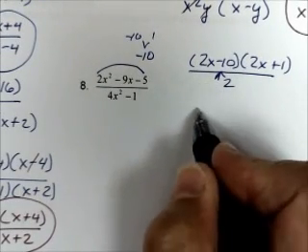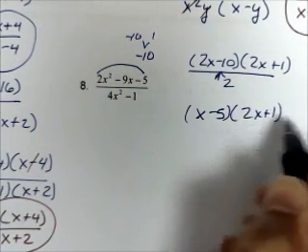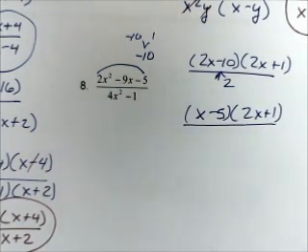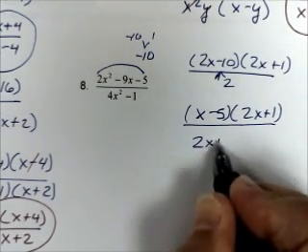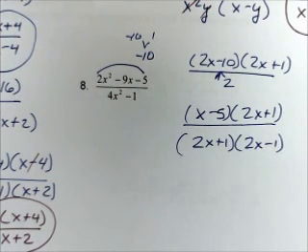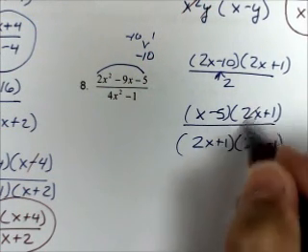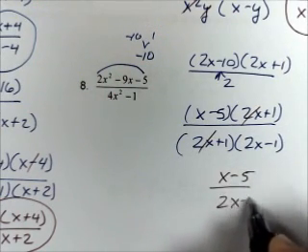Okay, so that's x minus 5 times 2x plus 1. That's the factors of my numerator. And the denominator is the difference of two perfect squares, 2x plus 1 times 2x minus 1. And the 2x plus 1's divide out. So our answer is x minus 5 over 2x minus 1.